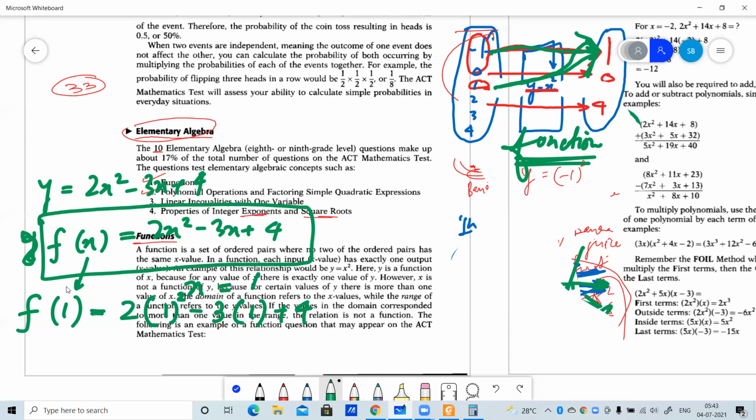Correct. So I'm telling you that this is a function. It's in the question. f of x equals 2x squared minus 3x plus 4. It's a function. So what can be the value of f of 1? f of 1 means what is the output when the input is 1? Simple. What is the output when the input is 1? So I'll write f of 1 equals 2 times 1 squared minus 3 times 1 plus 4. Wherever there is x, I will put in 1.